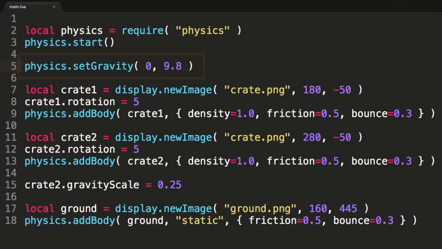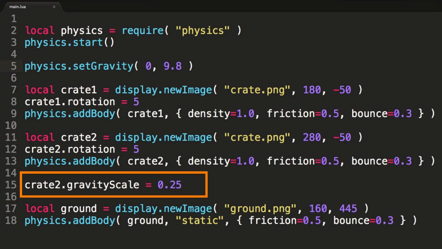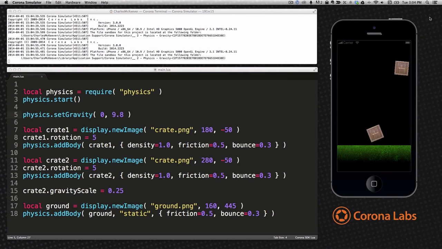In this example, we've set the overall global y gravity to 9.8. We've set the gravity scale of crate 2 to 0.25. When we refresh the simulator, we see that crate 1 falls at a rate of 9.8 meters per second squared, while crate 2 falls much slower.